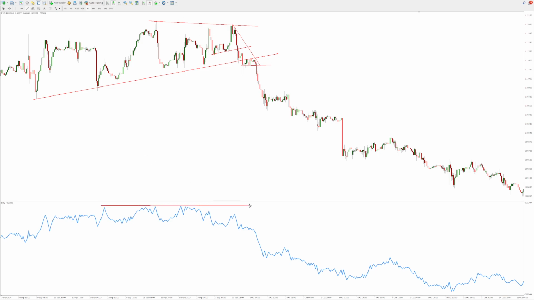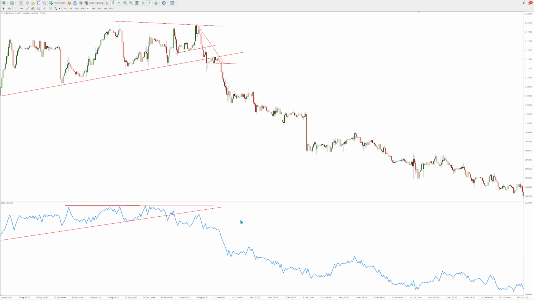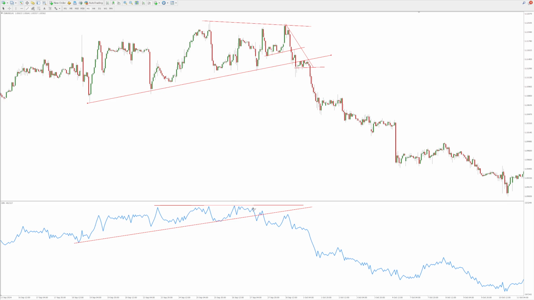Well, we can see straight away the resistance also there on the indicator the same. Okay, the support as well, perhaps there, open to interpretation, but I'd say I'd be quite comfortable with that level of support. Okay, and then you can see the most important aspect, I'd say, would be the divergence.